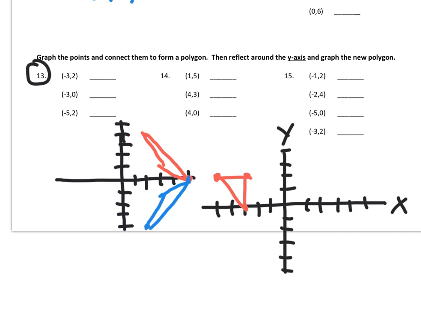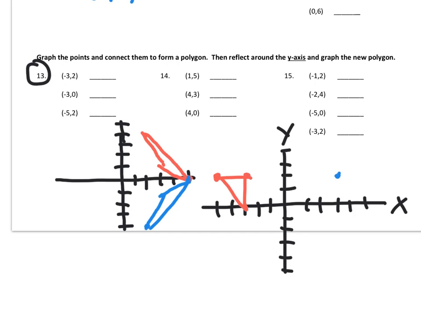Now we want that to go over the y-axis. So our y values are going to stay the same this time, but it's going to be the x values that become opposite. So let's look at the point -3, 2. That is 3 units away from the y-axis. So now we have to put it 3 units on the other side of the y-axis. That goes right here. So now that is at the point 3, 2.